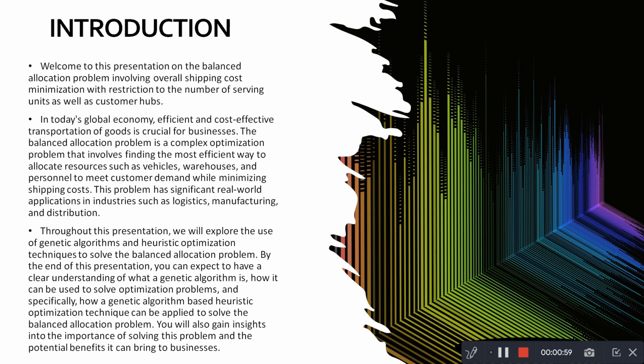Introduction. Welcome to the presentation on the balance allocation problem involving overall shipping cost minimization with restriction to the number of serving units as well as customer hub. In today's global economy, efficient and cost effective transportation of goods is crucial for business. The balance allocation problem is a complex optimization problem that involves finding the most efficient way to allocate resources such as vehicles, warehouses, and personnel to meet customer demand while minimizing shipping cost. This problem has significant real-world application in industries such as logistics, manufacturing, and distribution.